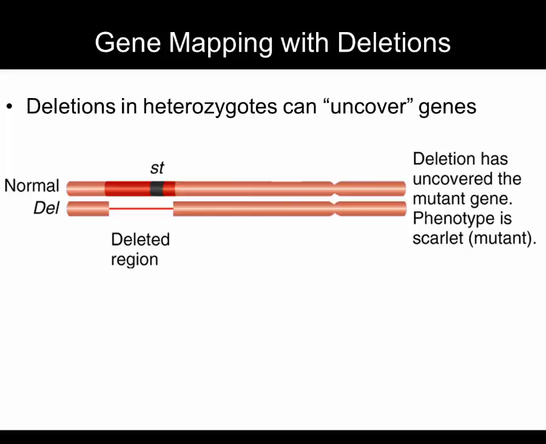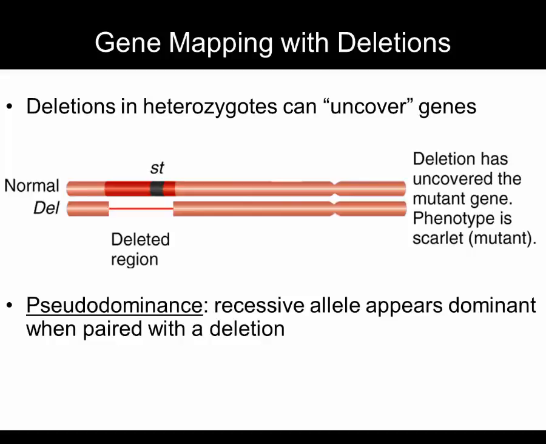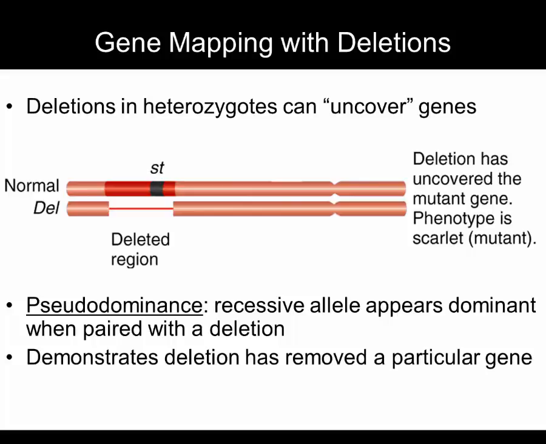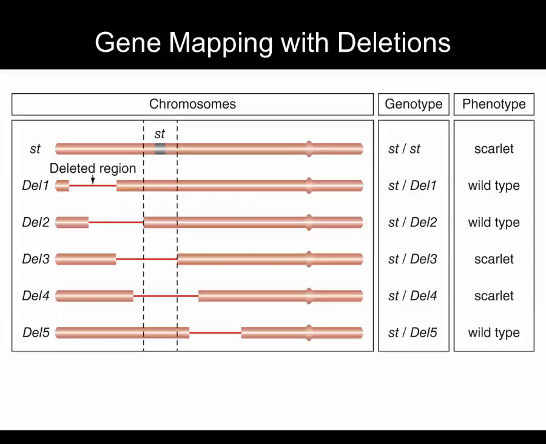Deletions can uncover recessive mutations. Much like how the phenotype of a recessive allele of an X-linked gene is always visible in males, deletions can cause stretches of hemizygosity. A normally recessive allele appears dominant when paired with a deletion. This is sometimes called pseudo-dominance. So if you pair a recessive allele with a deletion and see the recessive phenotype, you know the deletion overlaps that gene. Take this example here. If the recessive scarlet trait is visible when paired with deletions 3 and 4, but not 1, 2, or 5, the scarlet gene must be located in the region where 3 and 4 overlap with each other, but not any other deletion.